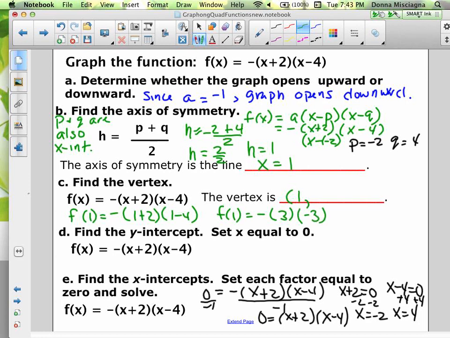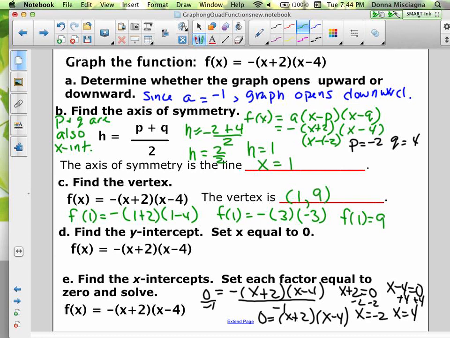Look at that, the distances. So by the way, those just end up being the distances from your x-intercepts to your vertex. How about that? So we have negative 1 times 3 times negative 3, which is going to be a positive 9. So that is the y-coordinate of your vertex.